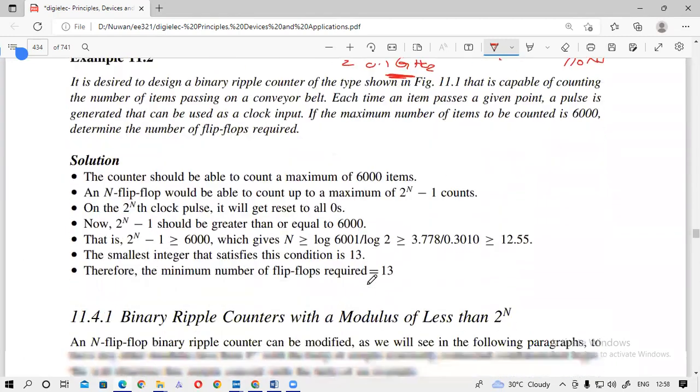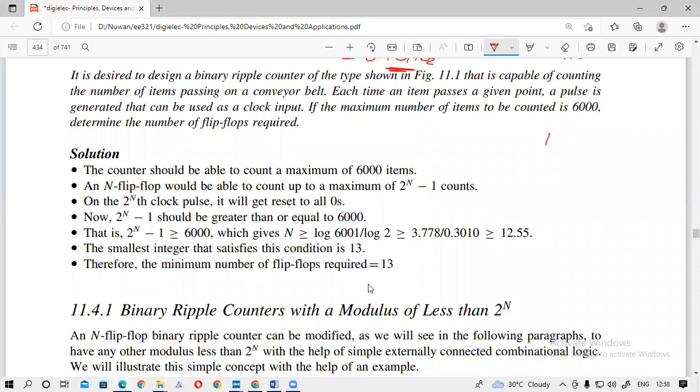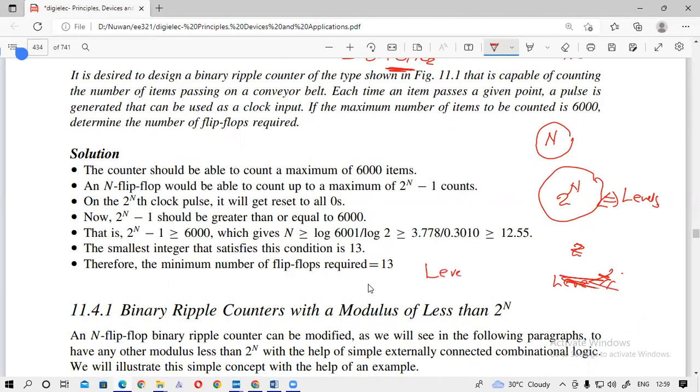So you can see that if we use n flip-flops, there are 2 to the power n levels. But if you want to get fewer levels, you need the number of levels to be less than 2 to the power n. This number of levels we call the modulo, or mod.